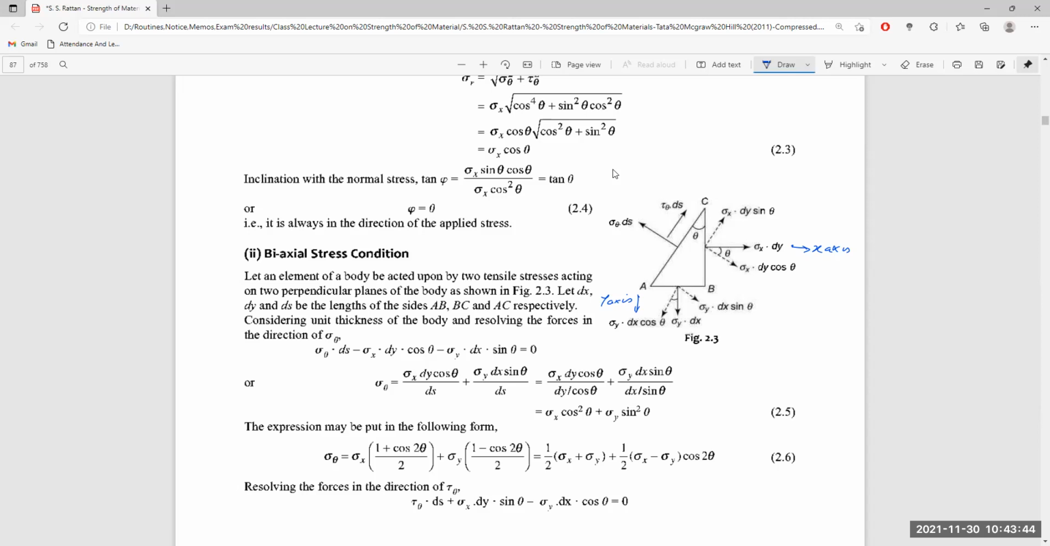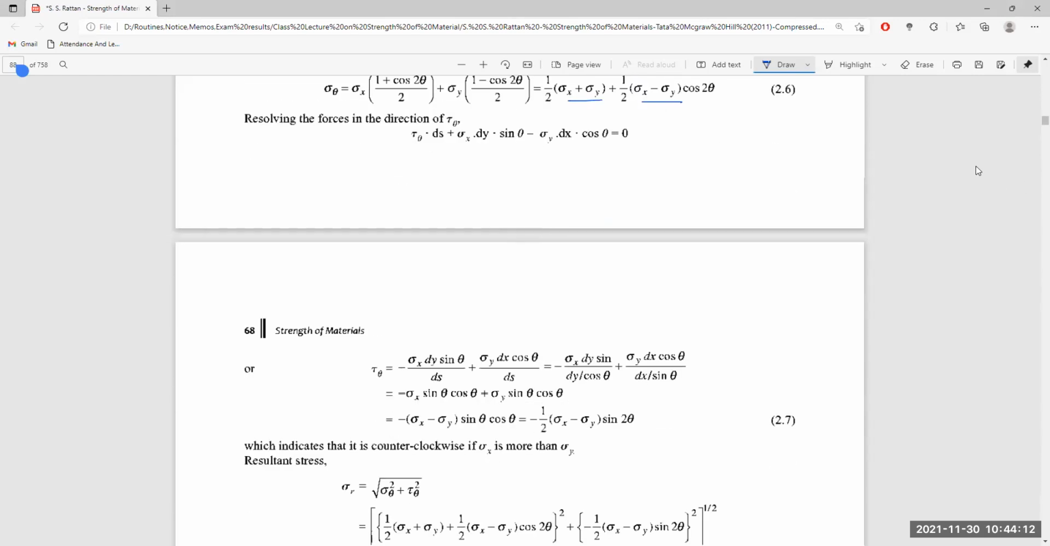And in order to maintain the balance, we have equated them to each other, with the proper orientation, equal to 0 to maintain equilibrium. Following this procedure, we have got the value of sigma theta and the value of tau theta, which is given here.